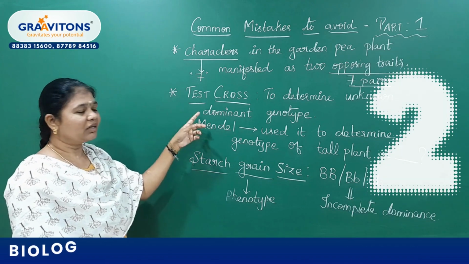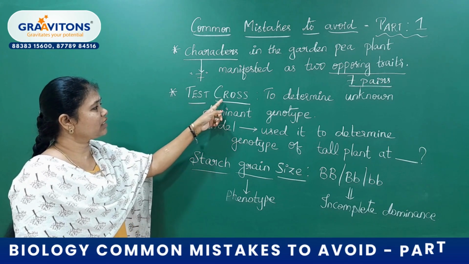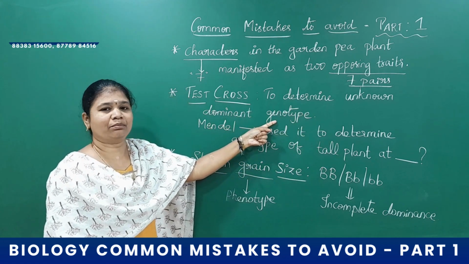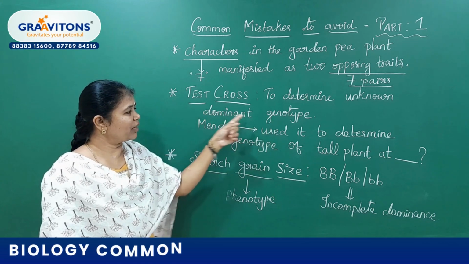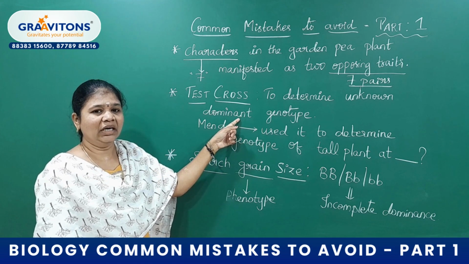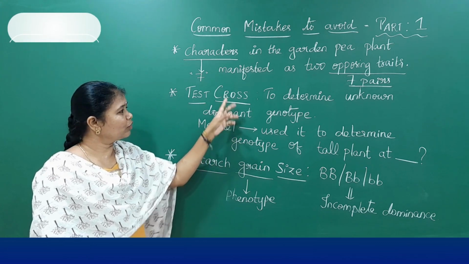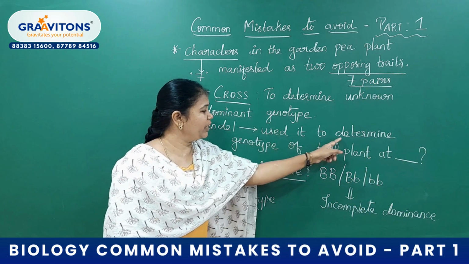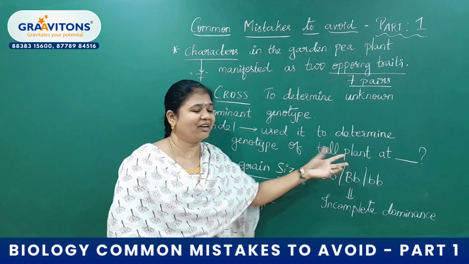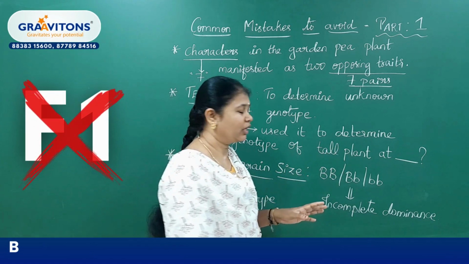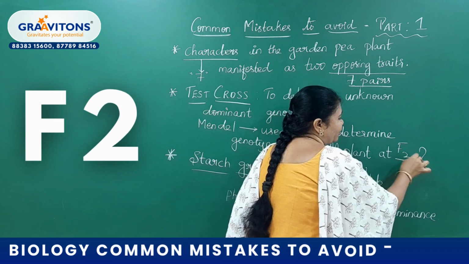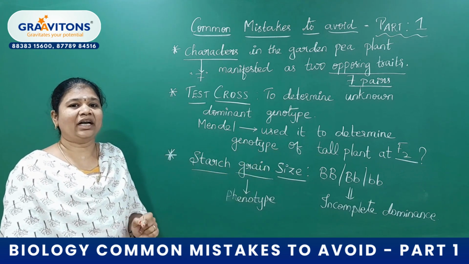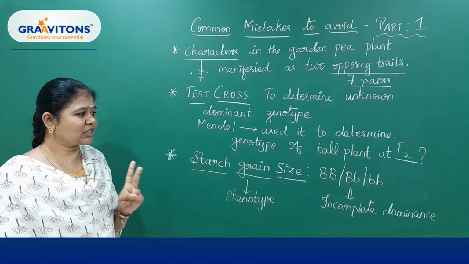Now the second one, test cross. What is the test cross performed for? To determine the unknown dominant genotype. We cross this plant with the unknown dominant genotype with the recessive parent. Mendel used this test cross to determine the genotype of tall plants at which generation? It is not F1. He used it to determine the tall plant genotype of F2. So we should not make this mistake. This is your second point.